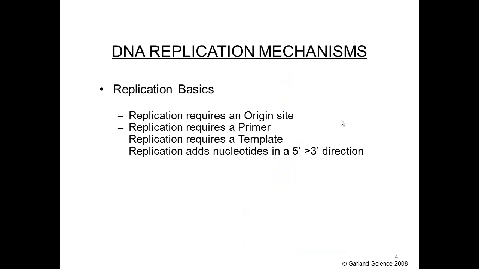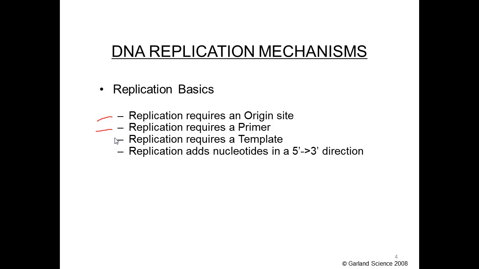On this slide, we see 4 requirements for DNA replication. Replication requires an origin of replication, the site for it to begin. It will not begin randomly at any place. DNA polymerase always requires a primer to get the strand started. That's a requirement of DNA polymerase.